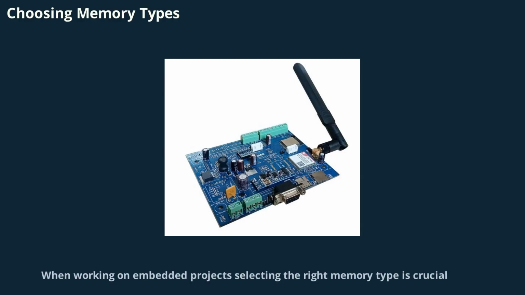Working on embedded projects, selecting the right memory type is crucial. Not all memory solutions fit every project, and making the wrong choice can lead to unnecessary costs and added complexity. Today we'll break down two popular options, EEPROM and SD cards. We'll look at their strengths, weaknesses, and the best scenarios for each.